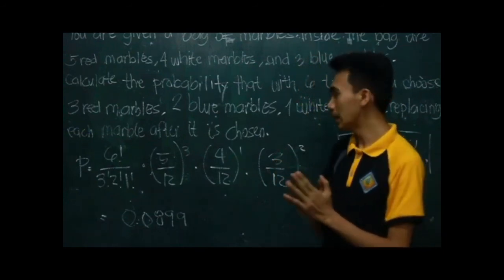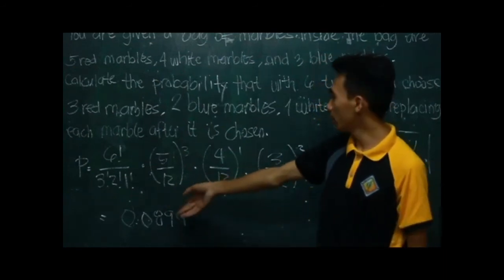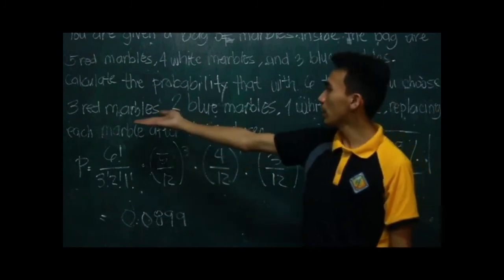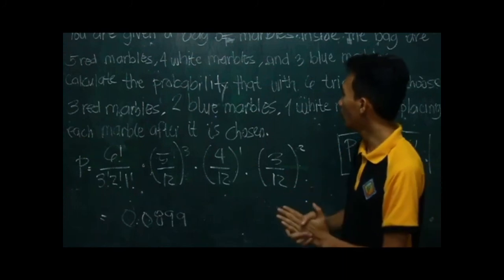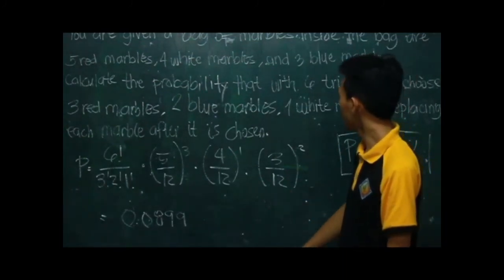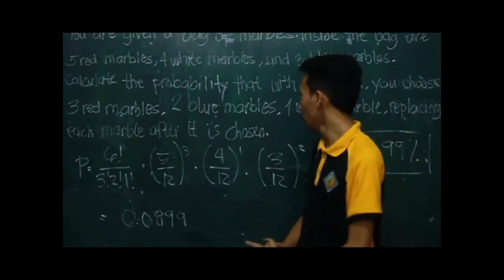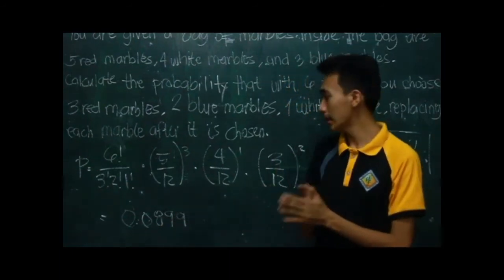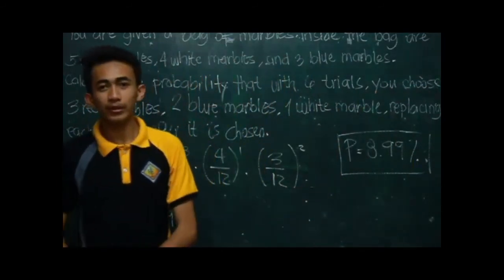And we'll multiply it by the probability of each marble. So the probability of the red marble is 5 over 12, and we'll raise it to 3, so 3 red marbles, times the probability of the white marble, 4 over 12 raised to 1, and times 3 over 12 raised to 2 for the blue. We have the result 0.0899, or P is equal to 8.99%.